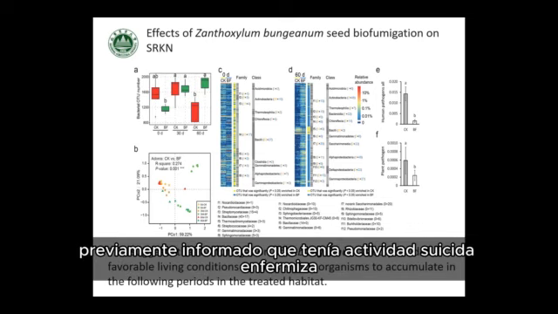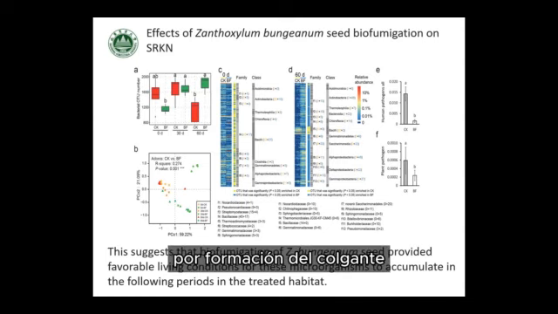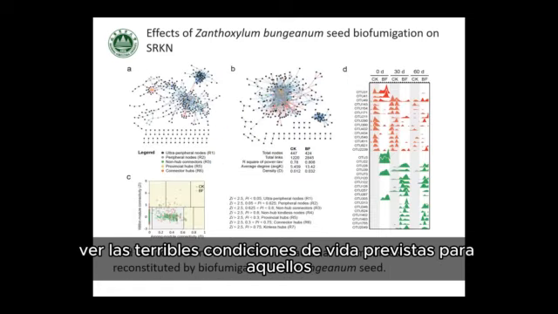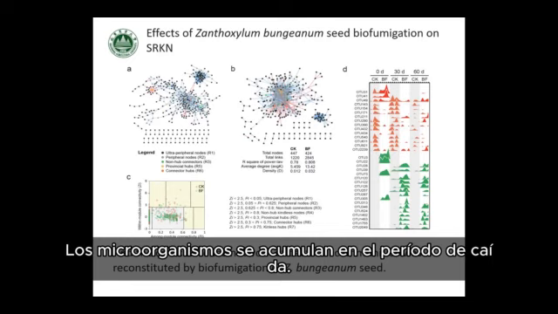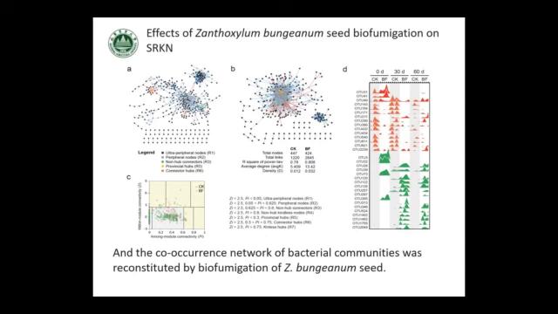As shown in the figures, fumigation with the Zanthoxylum seeds provided favorable living conditions for those microorganisms to accumulate in the following period in the treated habitat. And the co-occurrence network of bacterial communities was reconstituted by fumigation with the seeds.